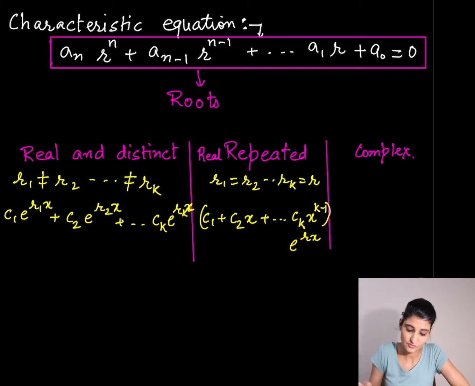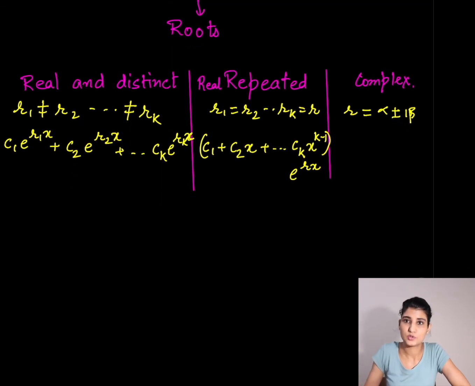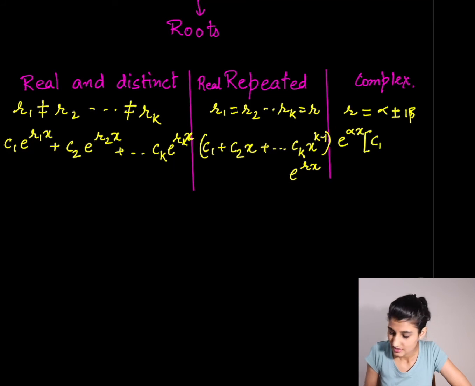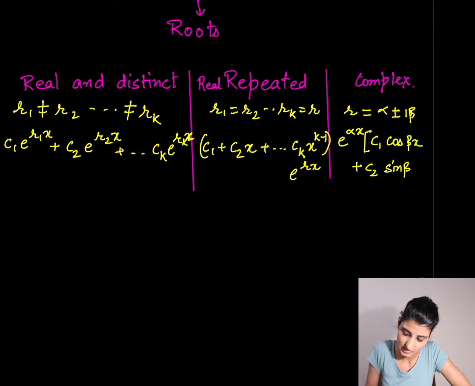If you have complex roots, okay, so if the roots are not repeated, it's the same as the case in order 2, then you will write the general solution is e power alpha x, c1 cosine beta x plus c2 sine beta x, like this.